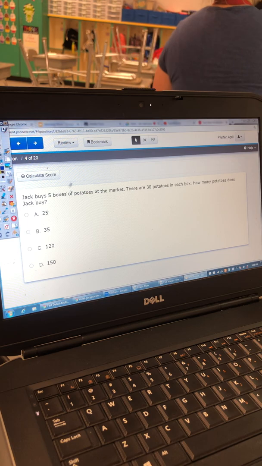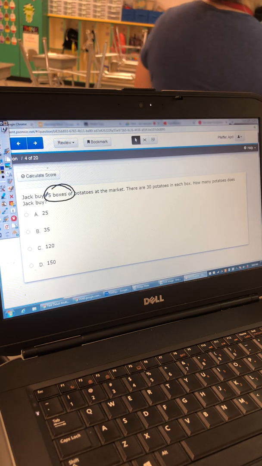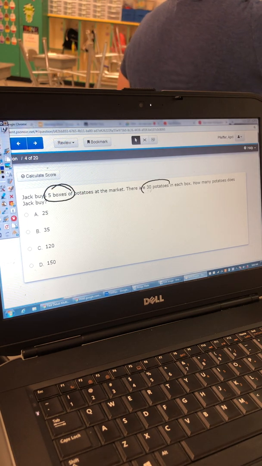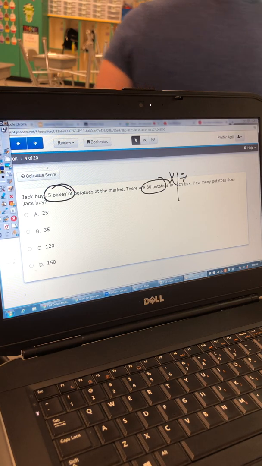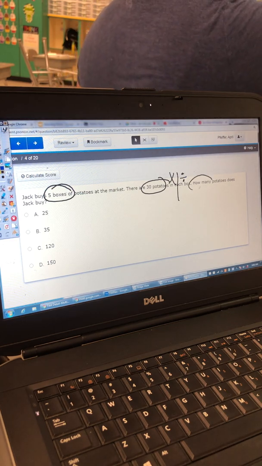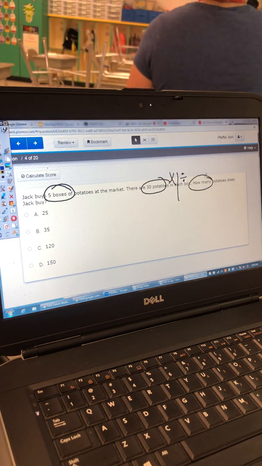Jack buys 5 boxes of potatoes at the market. There are 30 potatoes in 1 box. Divide and multiply. How many potatoes does Jack buy?